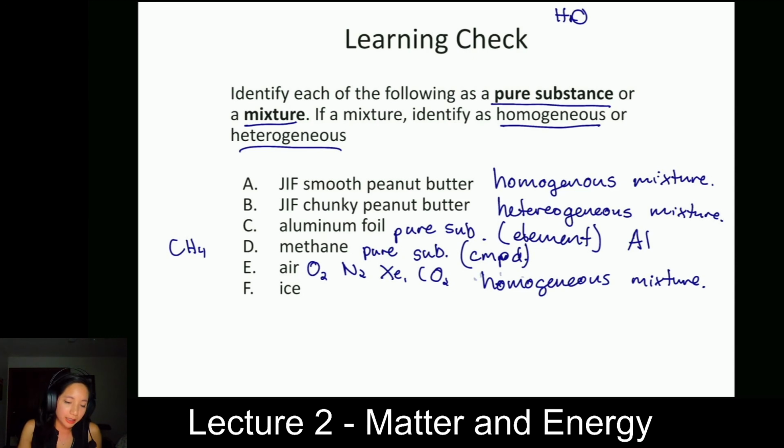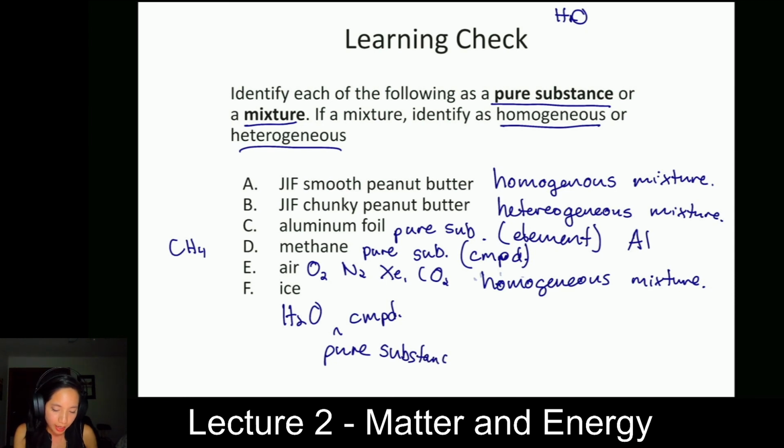All right, now finally, ice. Ice is just solid water, H2O. Ice is pretty uniform throughout. Now you need to ask yourselves, is there more than one substance present in an ice sample? No, because ice is just composed of H2O, and that's it. The hydrogens and oxygen are chemically combined, so this would make it a compound and a pure substance. It would be a compound because we can separate it into hydrogens and oxygens.